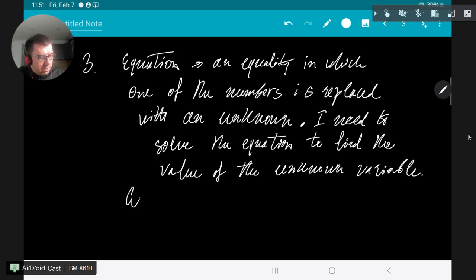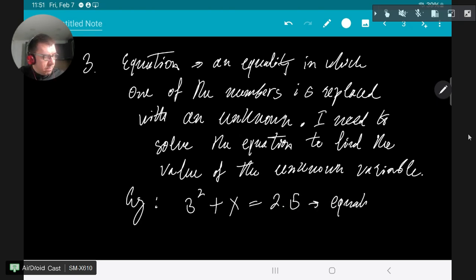So for example, if I have 3 to the power of 2 plus x, x is my unknown, equals 2 times 5. Now this is an equation because I have an x in there, okay? Makes sense? So identity, equality, equation.